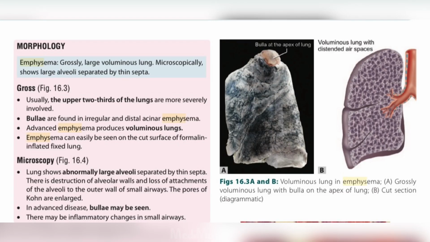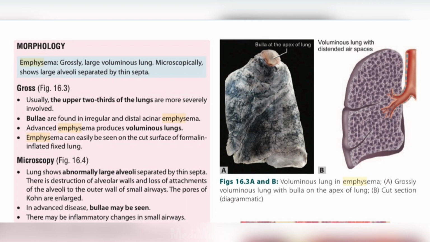Now we will be discussing the morphology of emphysema. Talking about the gross appearance, you have to memorize 3 important points. We know that emphysema is the irreversible dilatation of the air spaces. Because of this irreversible dilatation, the lungs become voluminous. The second point to remember is that the upper two-thirds of the lungs are affected, and bullae are also seen. These are the 3 main points: voluminous lungs, bullae formation, and involvement of the upper two-thirds of the lungs.